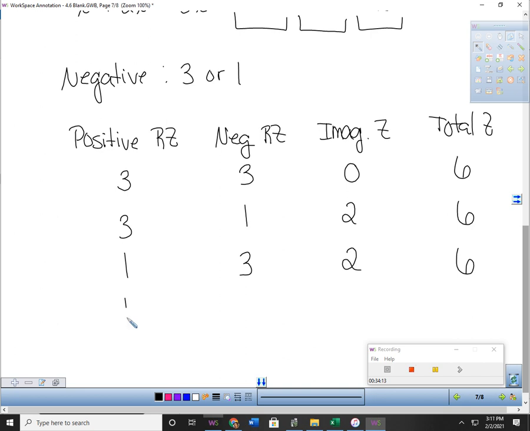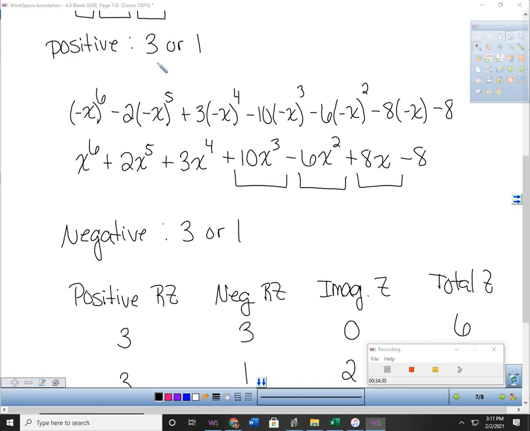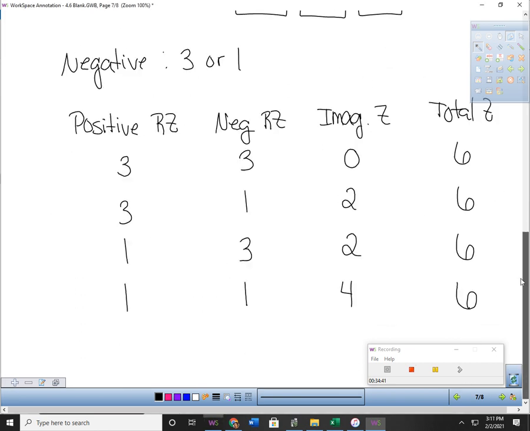Or I could have 1 positive zero paired with 1 negative zero. That's 2 real ones, which leaves how many imaginary? 4 of them for a total of 6. These are your possibilities. So it's kind of like this. It's almost like distributing. I could have 3 positives with 3 negatives or 1 negative, right? I could have 1 positive with 3 negatives or 1 negative. So you always want to focus on that. However many are left over after that out of your total is what goes for the imaginary section. Okay?